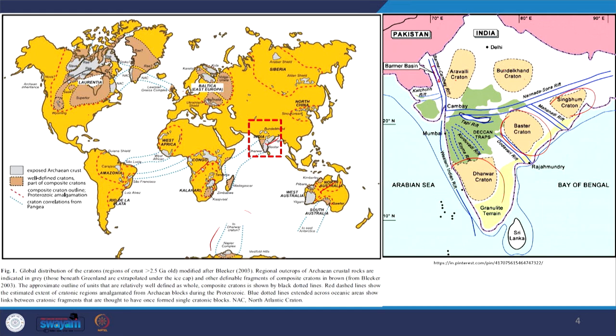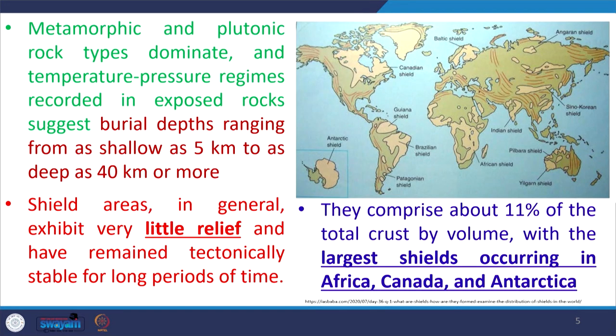Within that craton, there are Precambrian rocks which are well exposed, and that part is called the shield area. Those areas which are not exposed or are covered by sediments are called the platform covers. And the metamorphic and plutonic rocks, of the types dominant at the temperature and pressure regimes recorded in the exposed rock, suggest the burial of these rocks ranged from about 5 kilometers to 40 kilometers.